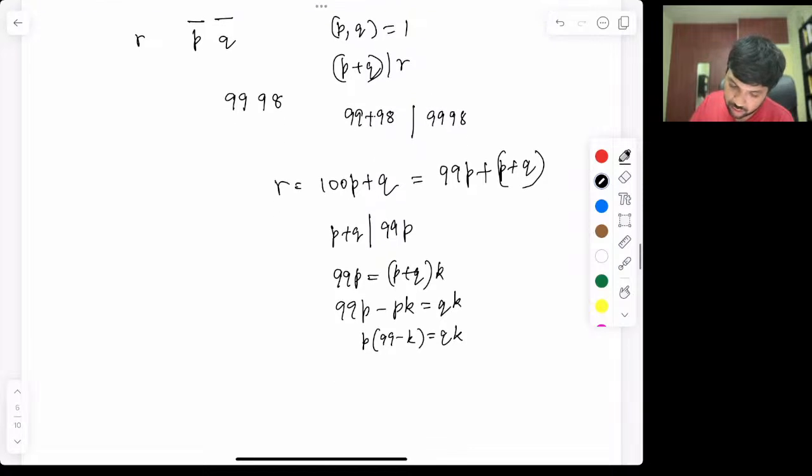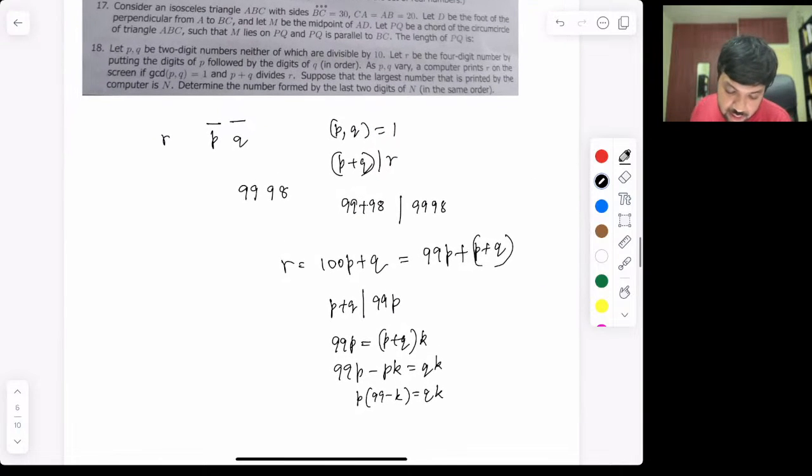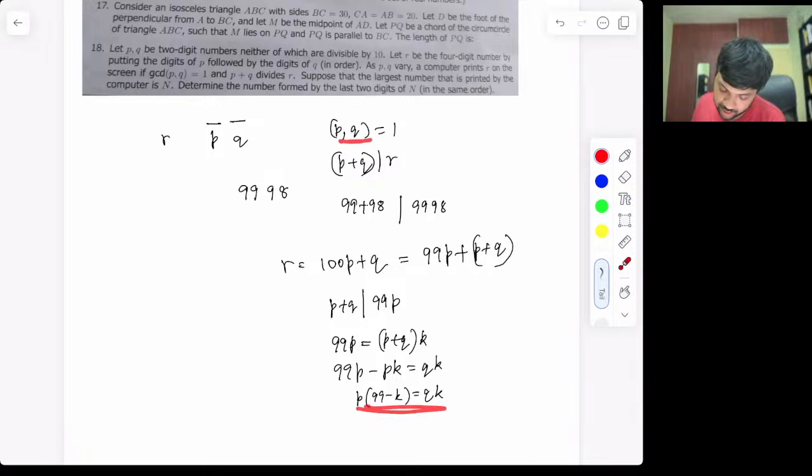Okay. So now what have they said? There's nothing other than that. So P and Q have no common factors. So here you have P into (99 minus K) is Q into K, and P and Q have no common factors. Which means P must divide K and Q must divide 99 minus K. But what is K though?